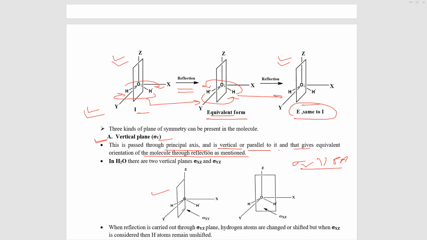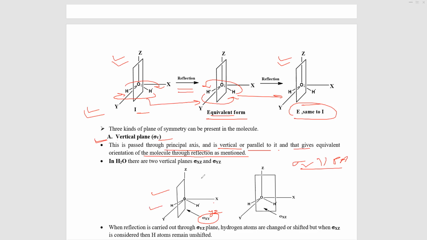So no, the xy plane is not a plane of symmetry because it doesn't bisect the molecule. Because this is the x, this is y, so it is the yz plane. It is not xy, it is the yz plane. If reflection through this plane gives an equivalent form, that's why it is planar symmetry.